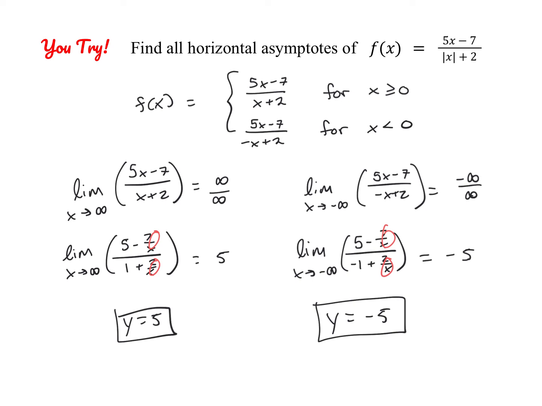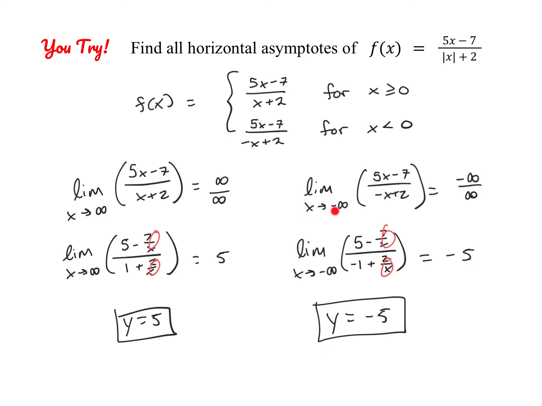All right, go ahead and check your work here. So remember, this function can be written as the piecewise function that you see here. So as we find the limit as x approaches positive infinity, we use this top portion of our function. We do need to divide the numerator and denominator by x, and then this would give us the limit of 5. So we have a horizontal asymptote at y equals 5.